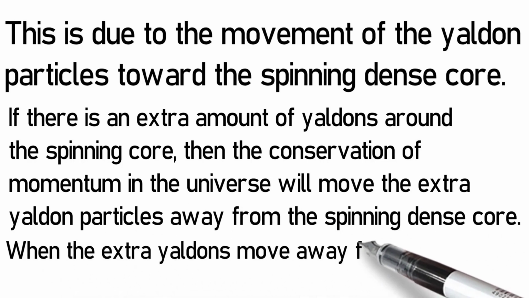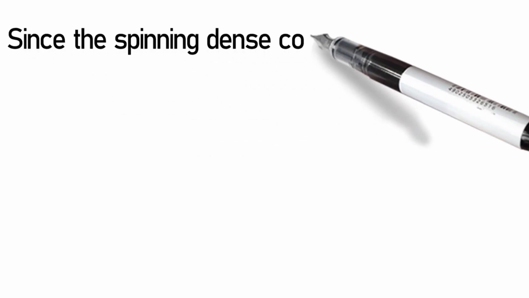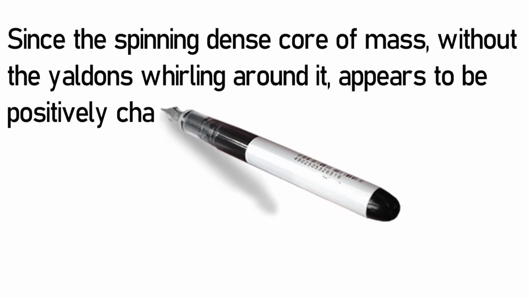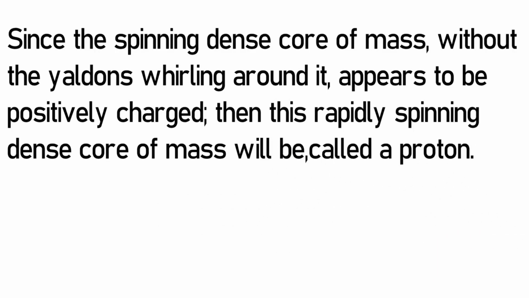When the extra Yaldons move away from the dense core, this atom will appear to have a negative charge, since the spinning dense core of mass, without the Yaldons spinning around it, appears to be positively charged. Then this rapidly spinning dense core of mass will be called a proton.